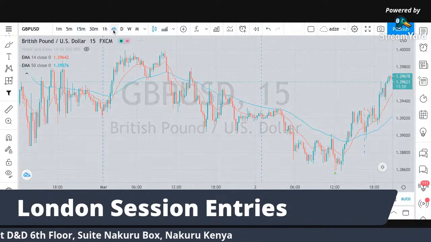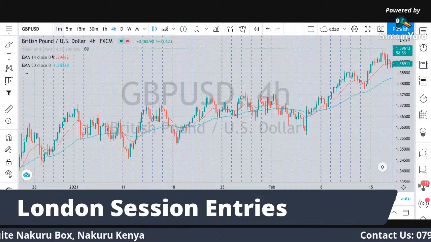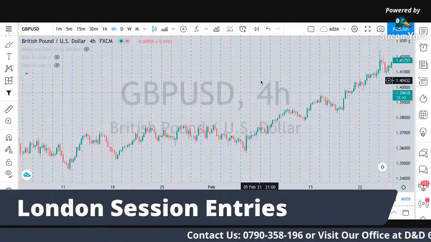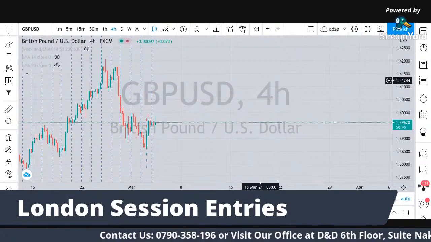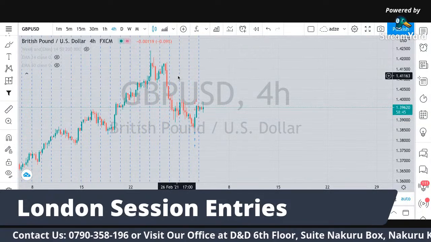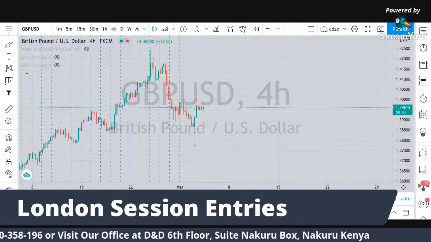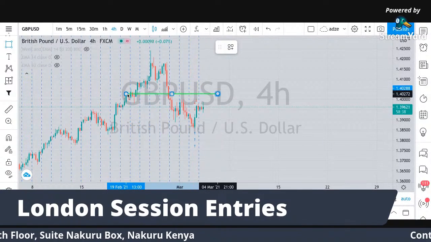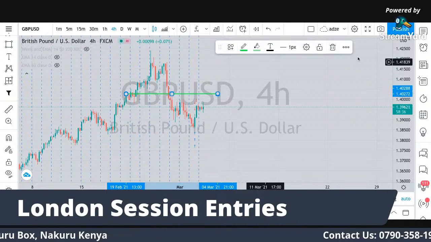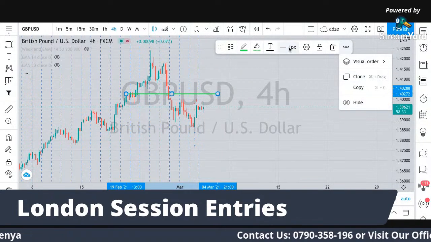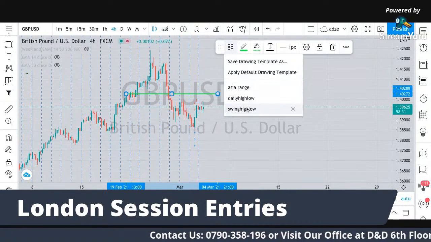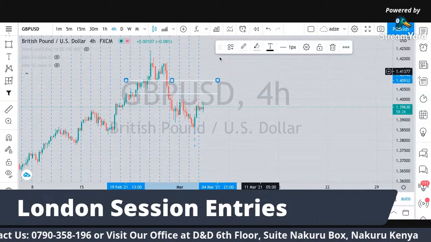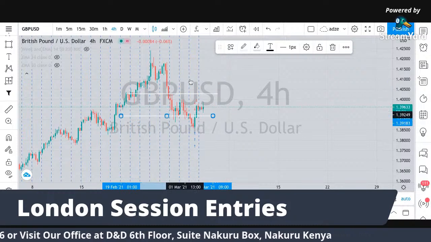I usually start with the higher time frames. Then I usually don't have these EMAs, EMAs are just for entries. So this is what I saw. I started with this zone. This is a swing high. Swing high.